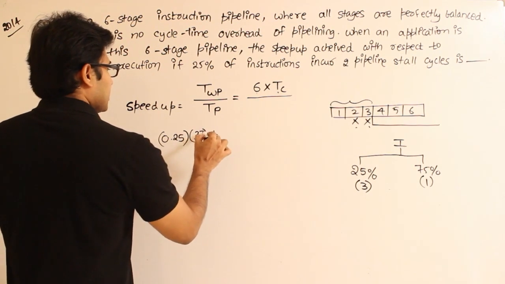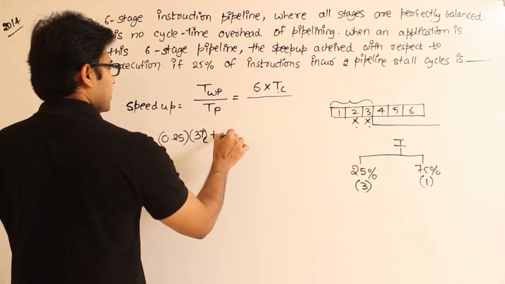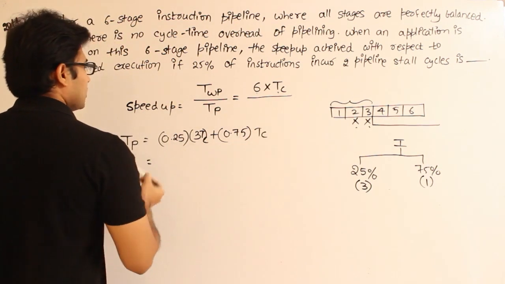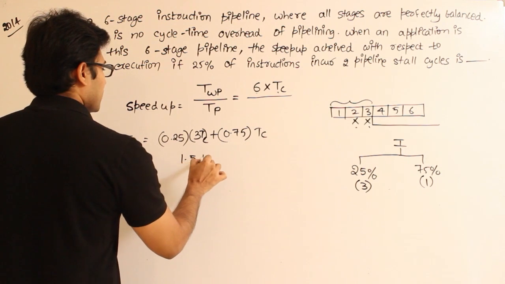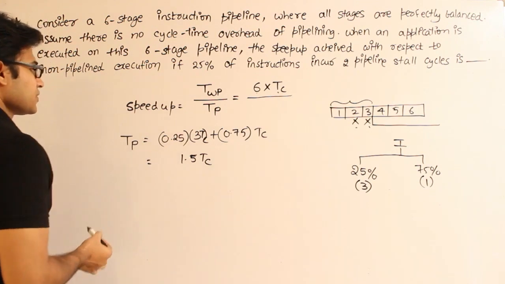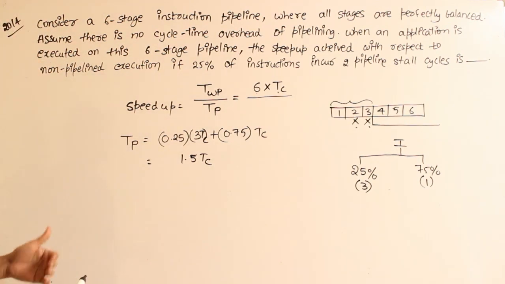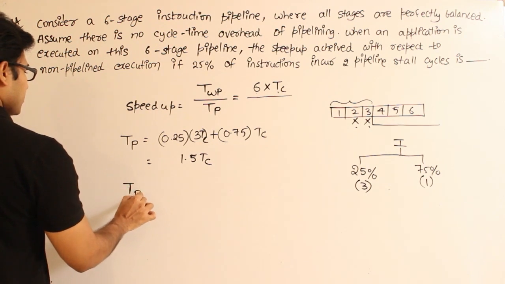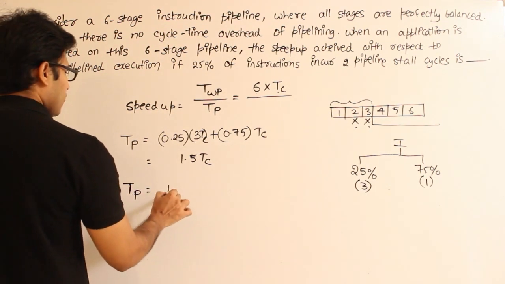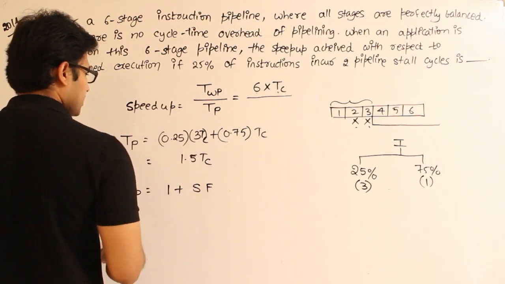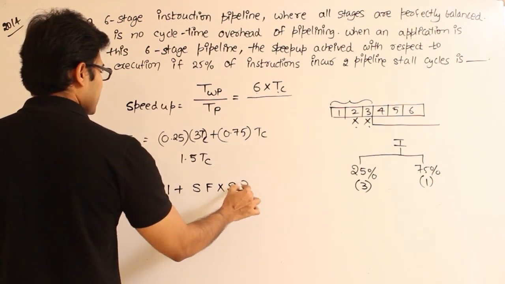So 3 clocks means 3 into TC, plus for the remaining 0.75, it is 1 clock. Alright, so you are going to get 1.5 TC. Got it? So some of the textbooks also analyze this type of question in a different manner, where different authors use different methods. Some textbooks say that the average number of clocks for the pipeline is nothing but 1 plus stall frequency into stall penalty.